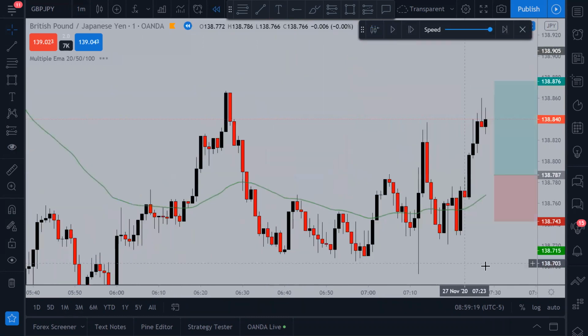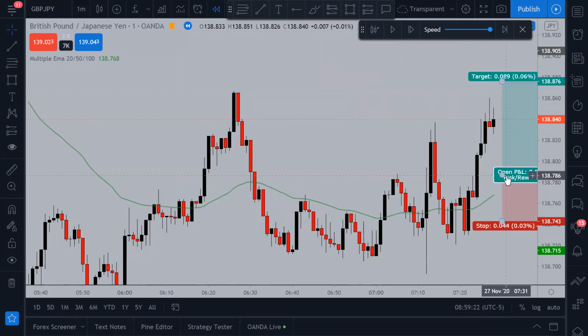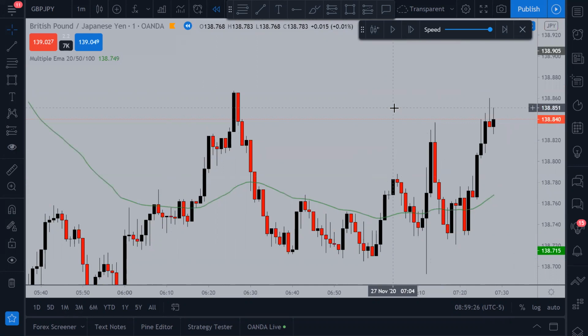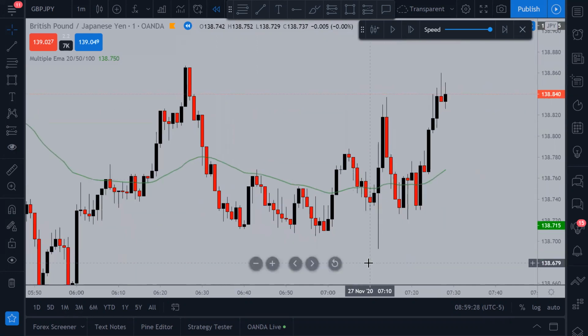Now, these are the things I'm going to be looking for. The only indicator that I'm going to use is the 50 EMA. Just the 50 EMA, and that's it. And price action. That's all I need.